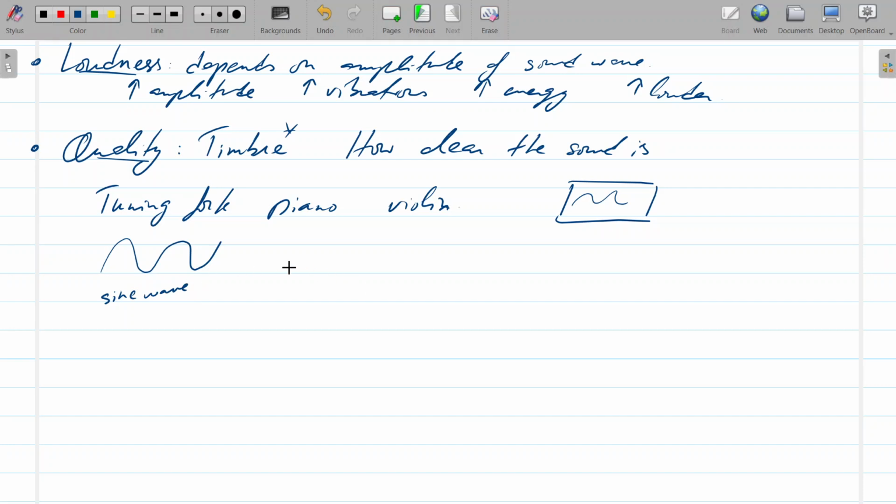For a piano, for the quality of sound, does it mean how clearly you can hear that sound? Yes, how clean that sound is at that particular frequency.